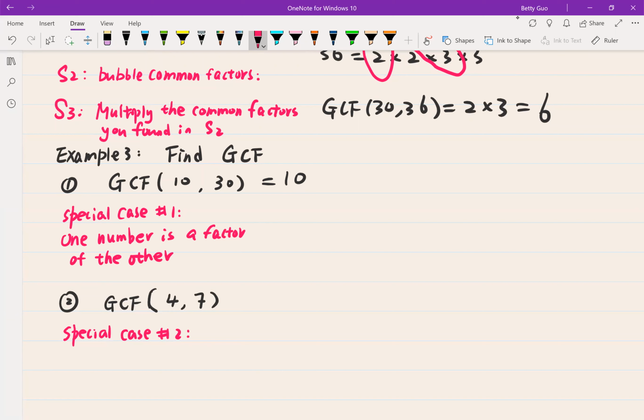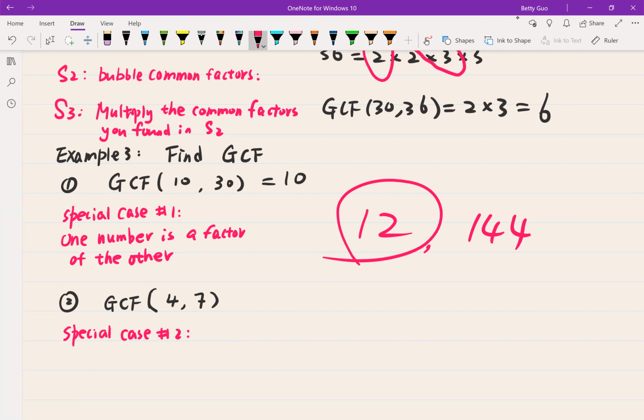So later when you see two numbers that are special case number 1, then you can just find the GCF in 1 second. For example, 12 and 144. We know 12 is a factor of 144. 144 is a multiple of 12. So the GCF of the two numbers is the small number 12.